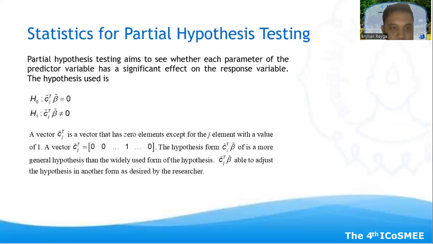Partial hypothesis testing aims to see whether each parameter of the predictor variable has a significant effect on the response variable. The hypotheses used are the null hypothesis as follows, and the alternative hypothesis as follows. A vector Gj transpose is a vector that has zero elements except for the j-th element with a value of 1. The hypothesis form Gj transpose beta is a more general form than the widely used form of the hypothesis.